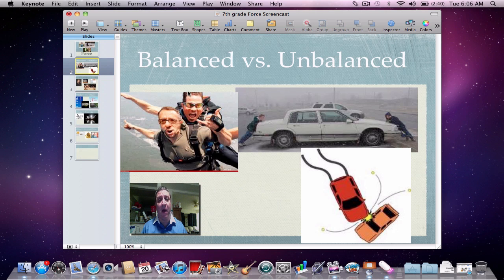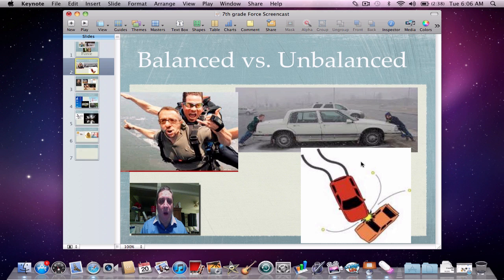We're going to first talk about balanced versus unbalanced forces. In this case, these two guys are pushing on the car together at the same time. And if this guy's pushing with the equal force that this guy's pushing, even though there's force in both directions, it is a balanced force. There is no net force. The car doesn't go anywhere. Force has to cause an acceleration or a change in velocity. If that car doesn't move, if it doesn't change its velocity, there's no net force.